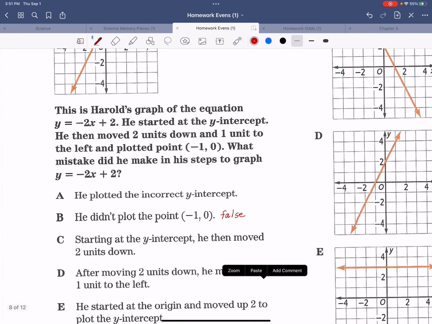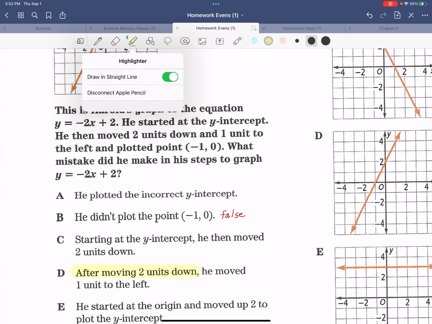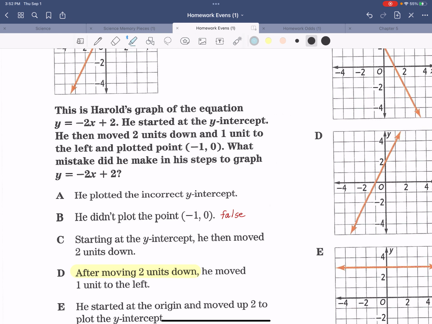Look at D. He moved 2 units down. That was good. No problem there. But then he moved 2 units to the left, and that's where he has the problem. He should have gone to the right, because the 1 in that slope is positive. He should have gone to the right. So D is the mistake that he made.